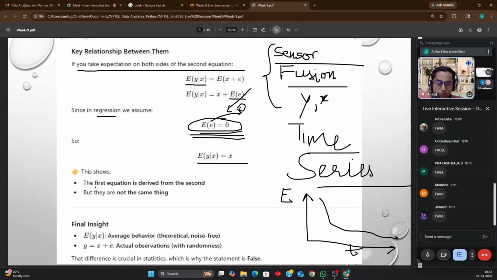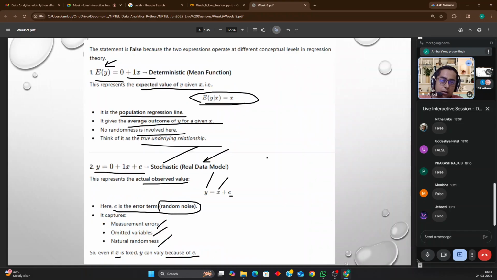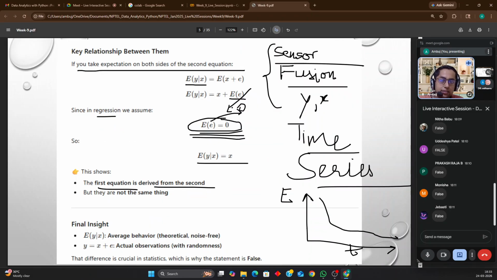Okay. So your first equation is derived from your second equation. The first equation was this one, and the second equation you have derived from the first equation only. This is how I showed you. But they are not the same thing.